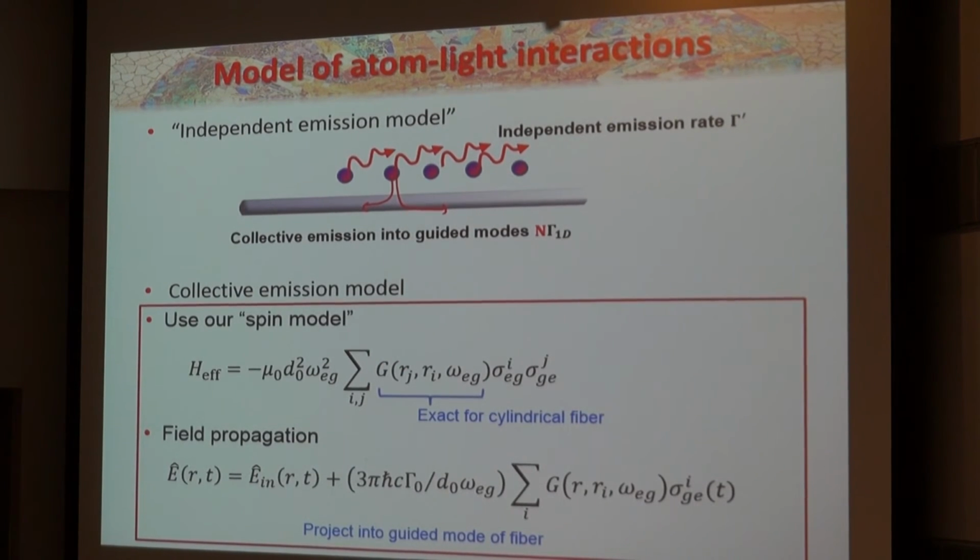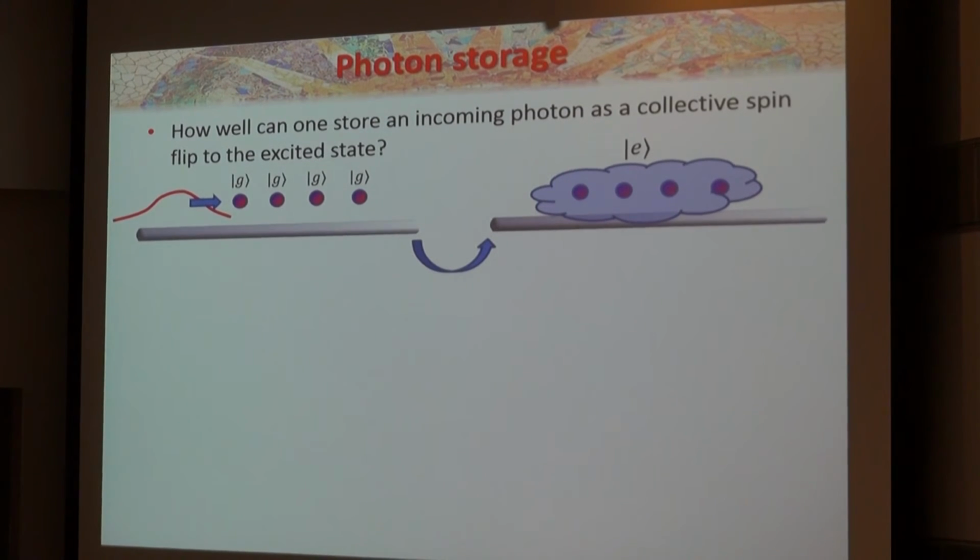And the way we do that is, again, to exploit this spin model. Okay, so we have this effective Hamiltonian that describes how atoms interact by exchanging photons. You have to calculate the Green's function, which you can do for a cylindrical nanofiber. It's an exactly solvable system. It's not nice, but it's possible. And then you have this field propagation problem, which says your total field is what you send in, plus that which is rescattered by the atoms. And again, for a cylindrical nanofiber, you can solve the mode exactly. So you can just project this field equation into the guided mode of the fiber. So that's what we do on a heuristic level.